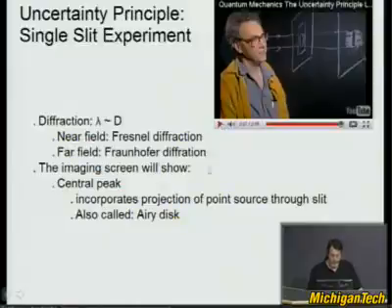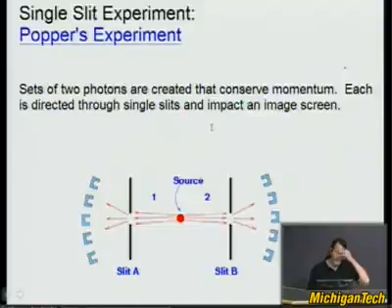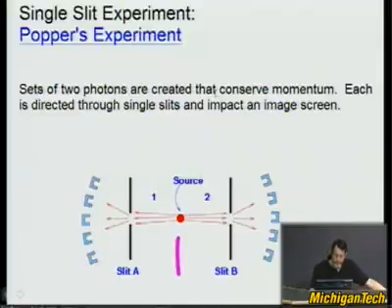Okay, thanks, Walter. So now I'm going to go to an experiment which I actually learned about recently that is essentially two single slit experiments, and it's called Popper's experiment. I haven't thought this through as well as I have some other things, which doesn't mean I won't get the other things always right and this wrong. But here we have a source that creates pairs of photons. They could be considered entangled, and we'll talk about that later in the course.